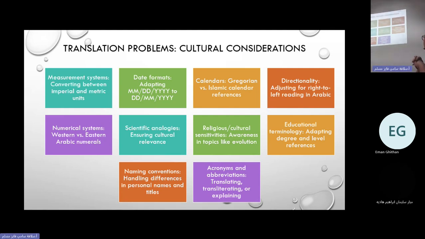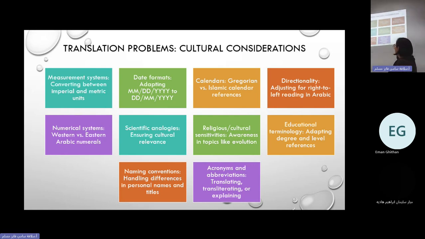Educational terminology, adapting the degree and level of references in the terminology used. Naming conventions, handling different and impersonal names and titles. For example, Miss, Mrs., Doctor, Professor, I don't know what else. نفس الشيء, do we have them in Arabic or do we use something else? Like His Excellency, we use it in English for everyone, from the president to the minister to I don't know what. In Arabic, we have فخامتك, دولتك, عطوفتك, زيادتك, whatever. Okay? So we have other types of naming them.